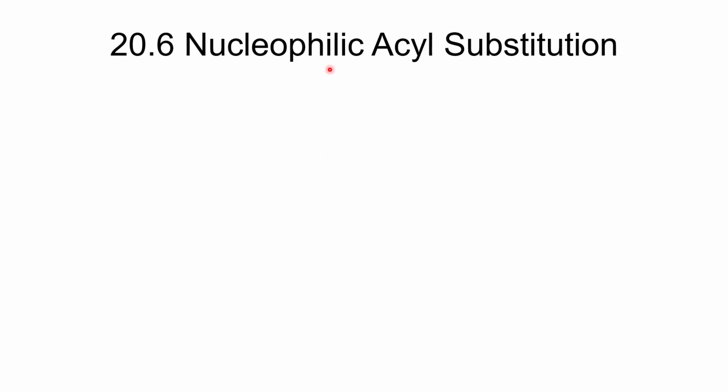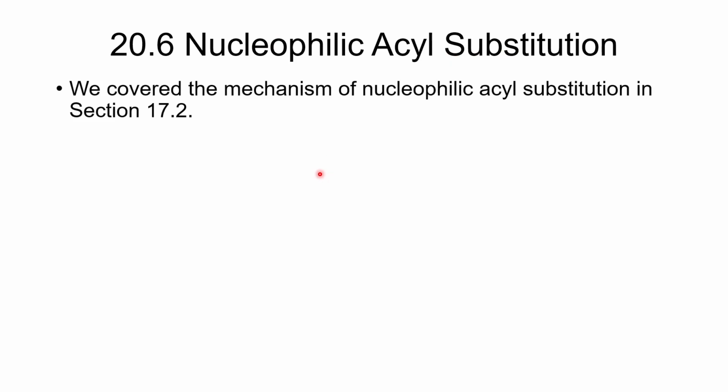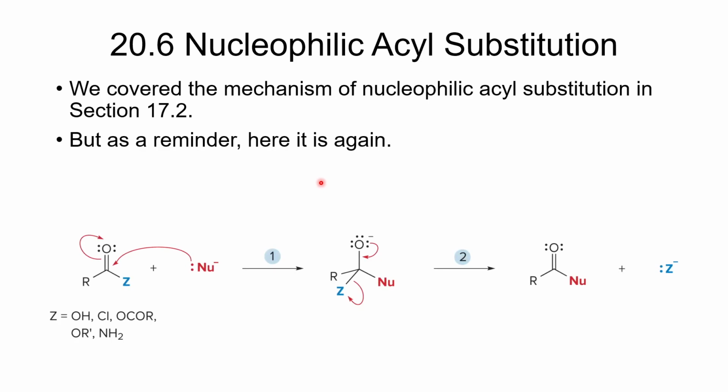So we're going to do a brief introductory chapter to nucleophilic acyl substitution, which we've already talked about the mechanism for. So we covered this mechanism, but I'm going to show it to you again, and I want you to know this mechanism by this point. When we're doing nucleophilic acyl substitution, the very first step is that the nucleophile is going to react with our carbonyl carbon. That will create a tetrahedral intermediate. That tetrahedral intermediate will then lose our leaving group, and we will get our new product.